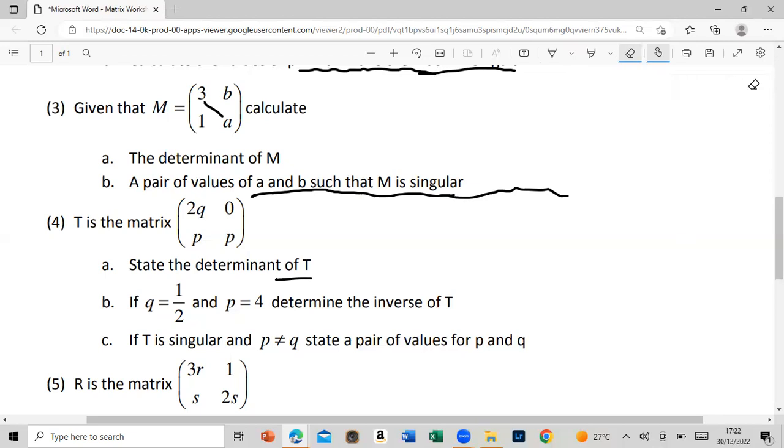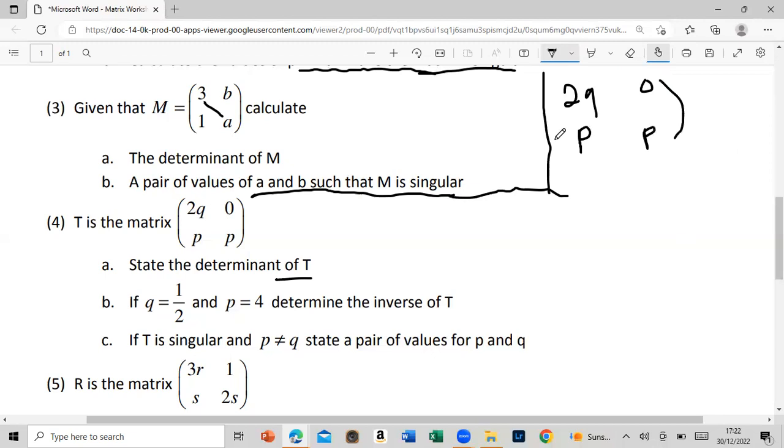All right, let's go. So we can actually come up right up here. So it says if T, so let's write back T. So that's 2Q, and you have 0, P, and P.